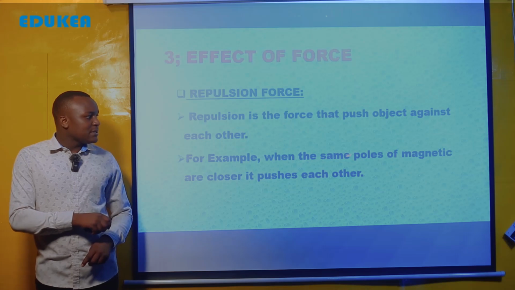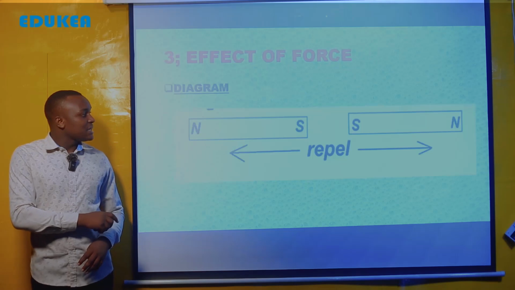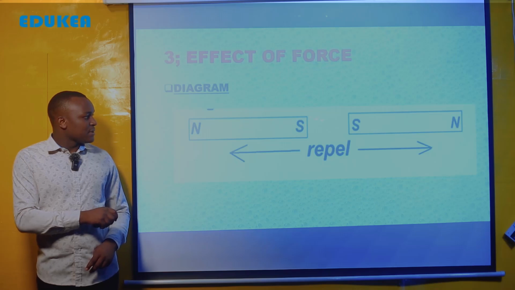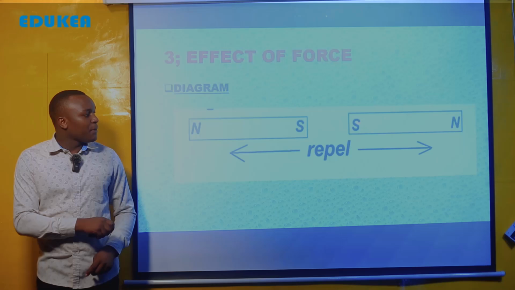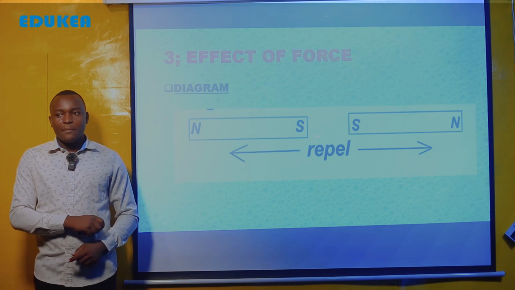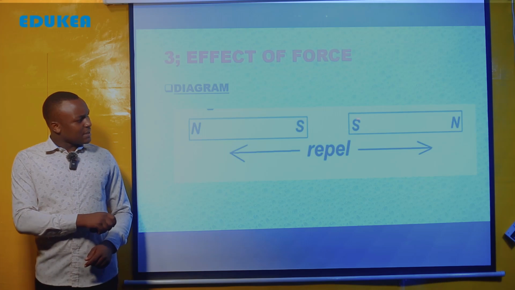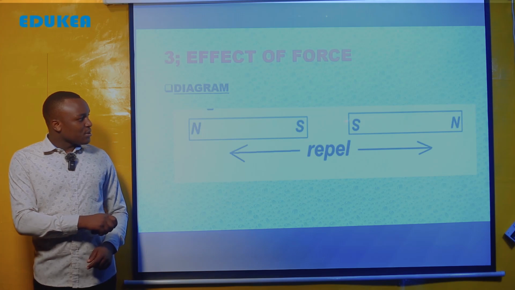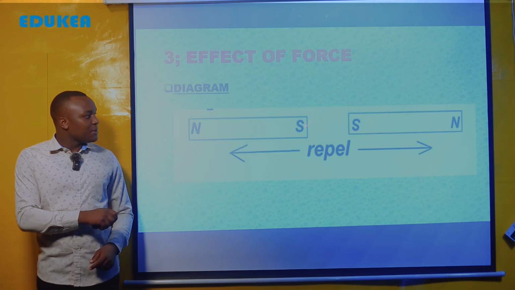For example, when the same poles of the magnet are close, they push each other. As you can see in the diagram, we have a bar magnet and there is a north pole and south pole, and also we have another bar magnet which has a south pole and north pole. But the south pole of the first bar magnet is placed on the other side with another bar magnet which is represented south and north. So they are placed toward each other.